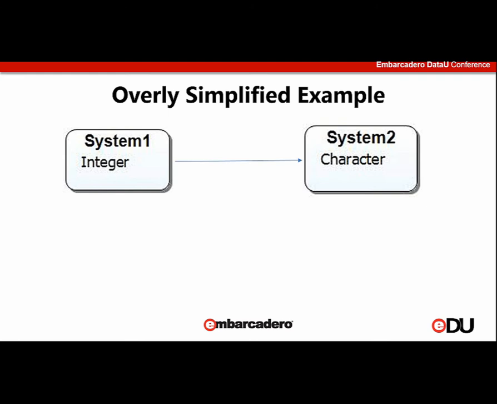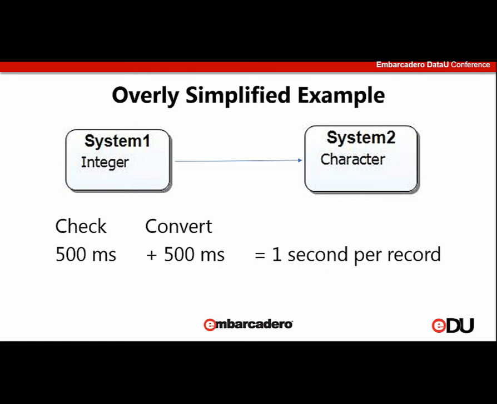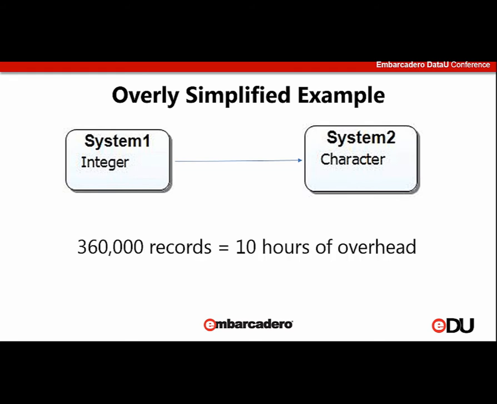We have two systems. System 1, we have an integer value. System 2, we have a character value. As you can see here, if the two systems aren't consistent, there needs to be some checks and conversions done here. Let's assume that it takes 500 milliseconds to check the data, and then another 500 milliseconds to convert the data from one to the other. This means that it will take an additional 1 second overhead time for each record to be transferred. To make this simple, we'll say we have 360,000 records. This will add an additional 10 hours of overhead time.